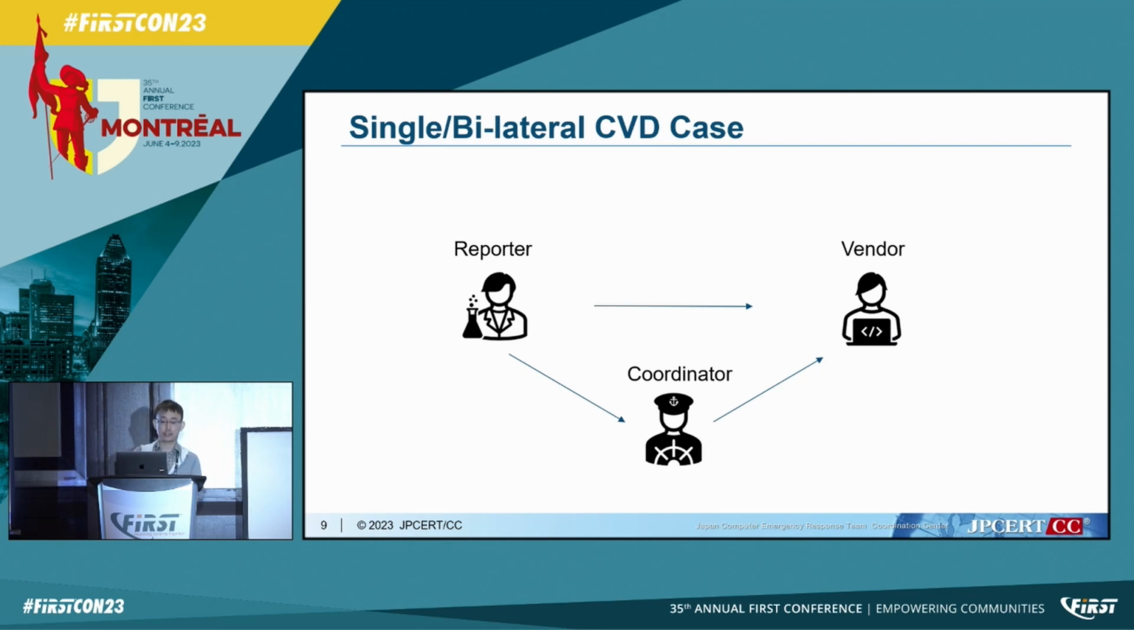Okay, I will touch on different patterns of CVD. There are two, to put it in a simple way. Let's say this one is a single bilateral CVD case. You can see the reporter sends the information to the vendor, or often these coordinator organizations get involved and send the information to the vendor. However it goes, the coordination is between the reporter or the coordinator and a single vendor. So yeah, this is a single vendor case. And the coordination is, as you can see from the picture, fairly simple.